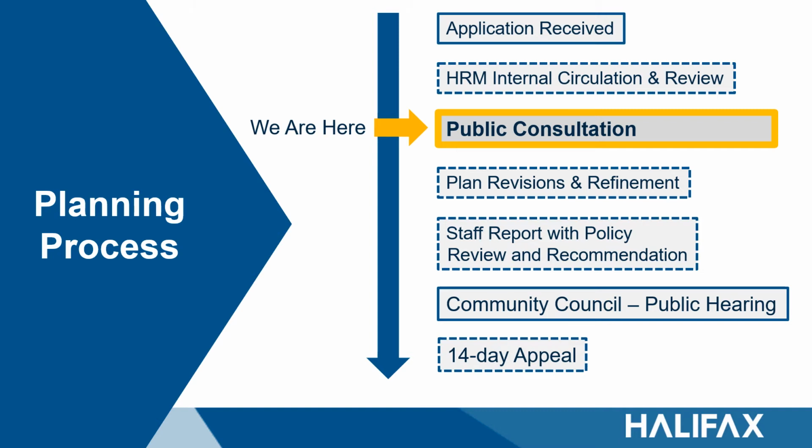If Council decides they want to consider this application, a public hearing will be scheduled. At the public hearing, members of the public have another opportunity to share their opinions about the proposal. Council will then make a decision about whether to approve or refuse the application. Their decision can be appealed to the Nova Scotia Utility and Review Board within 14 days of their decision.